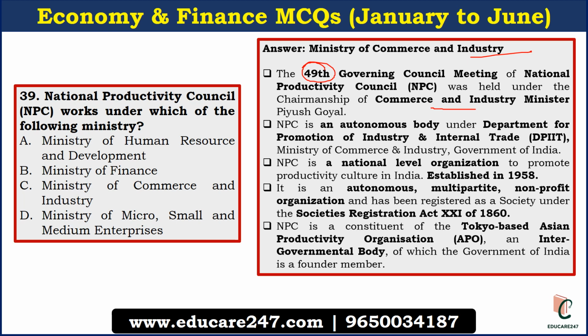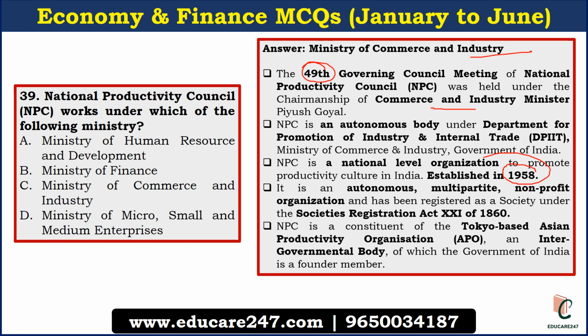This is a national level organization that promotes productivity culture in India. It was established in 1958. It is a multi-party non-profit organization and it is registered under the Societies Registration Act 21 of 1860, and it is a society according to this act. NPC is a constituent of the Tokyo-based Asian Productivity Organization. This is an intergovernmental body and India was a founder member of this body. So basically, this body promotes the culture of productivity in different industries, and it is really useful at the time of this pandemic.